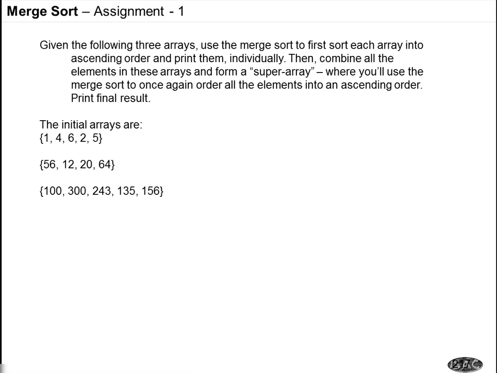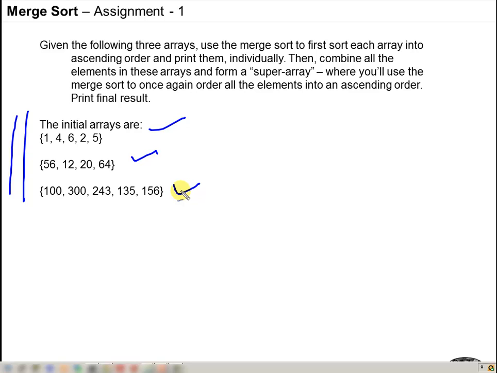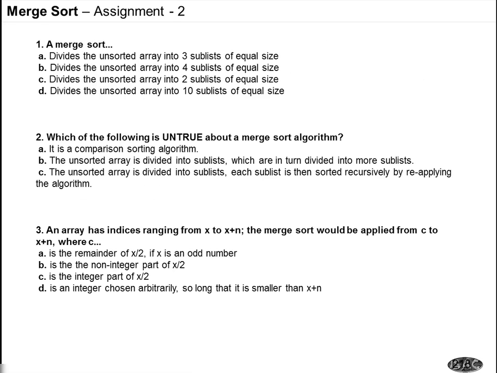Now here is a new assignment for merge sort. Given the following 3 arrays, use the merge sort to first sort each array into ascending order and print them individually. Then combine all the elements in these arrays and form a super array where you will use the merge sort to once again order all the elements into ascending order and print the final result. So what you have to do? Very simple. First you have to sort these individually and print them, and next you have to combine all 3 and then sort it and then print it. So that was merge sort assignment 1.